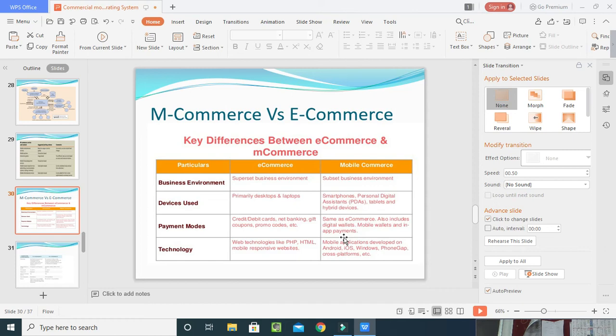What technology are we using? How was technology used in e-commerce? They used web technologies like PHP, HTML, mobile responsive websites, a number of languages like hypertext markup language. But coming to mobile commerce, what technology are we using? We are using Android development, operating systems, Windows, PhoneGap, cross-platform mobile application development, all this. That means mobile application development, which takes place with the help of operating systems such as Android, Windows, PhoneGap, etc., what we have discussed in our starting slides.